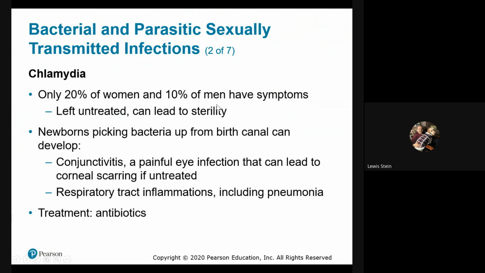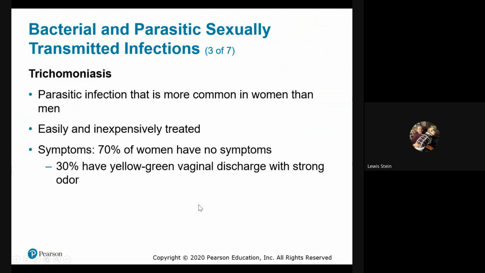As you can see, a minimal amount of symptomatology that's there. And again, the biggest problem is conjunctivitis, what we call trachoma. We're also seeing pneumonias. This is for untreated active infections in the birth canal. That's why it's so important for prenatal care.